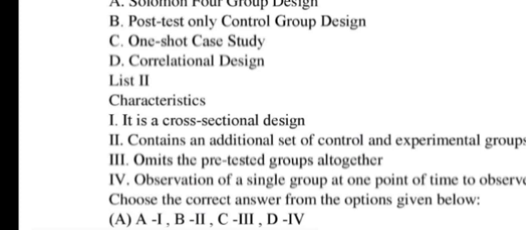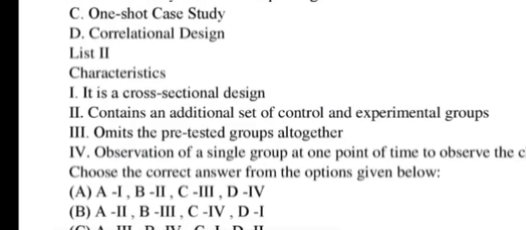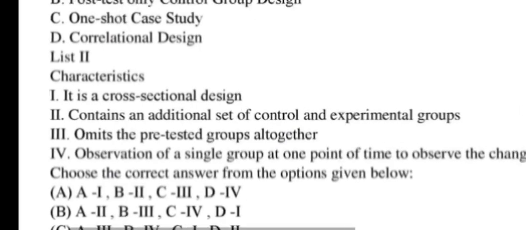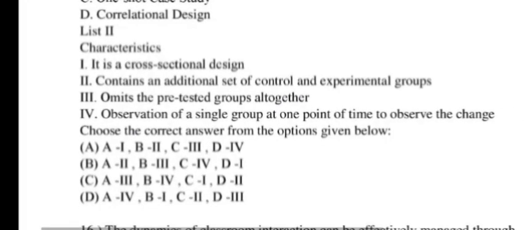1, it is a cross-sectional design. 2 says contains an additional set of control and experimental groups. 3 says omits the pre-tested groups altogether. 4 says observation of a single group at one point of time to observe the change.